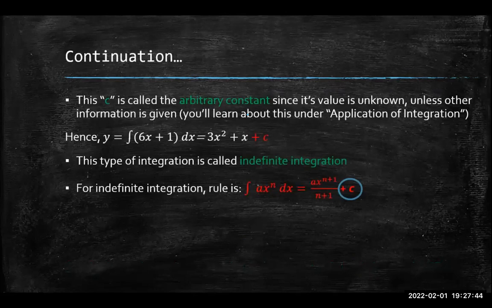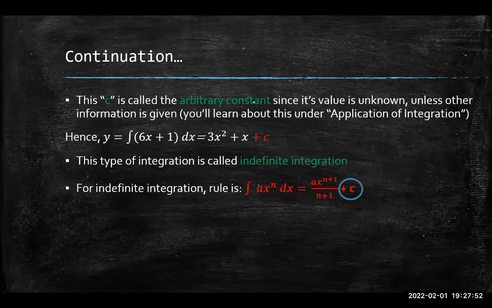So what is this c? C is called an arbitrary constant. Anything in math, when you hear arbitrary, it means it does not have a specific value, or the value is unknown. We don't know the value of the constant c, hence it's called an arbitrary constant. It's a constant, and we don't know the value. The value is unknown unless other information is given. But we're not worrying about that now. You learn about that when we do an application of integration, right?